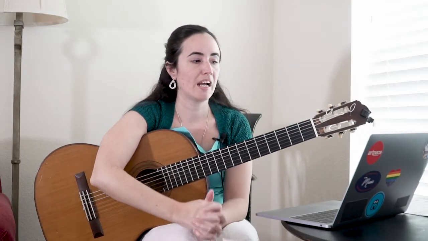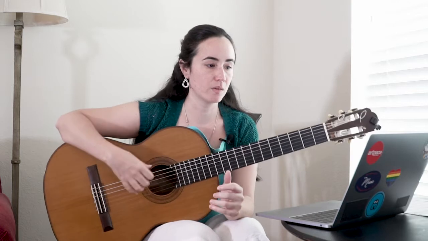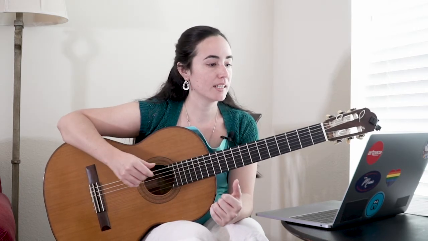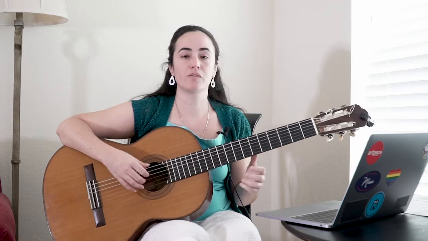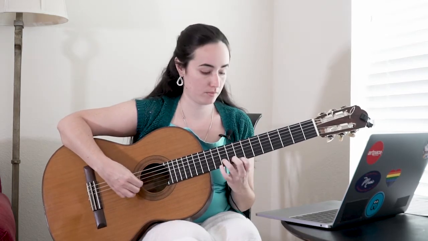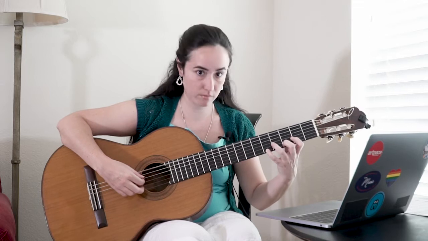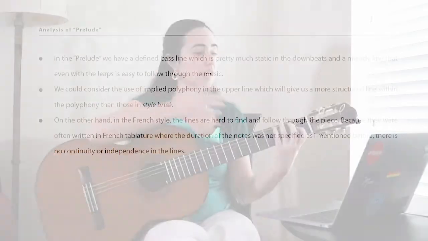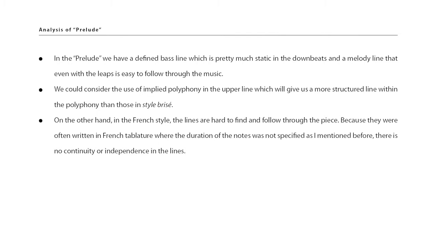In the prelude, we have a defined bass line, which is pretty much static in the downbeats. It's a drone D. And a melody line that, even with the leaps, is easy to follow through the music. We could consider the use of implied polyphony in the upper line, which will give us a more structured line within the polyphony than those in style brisé.